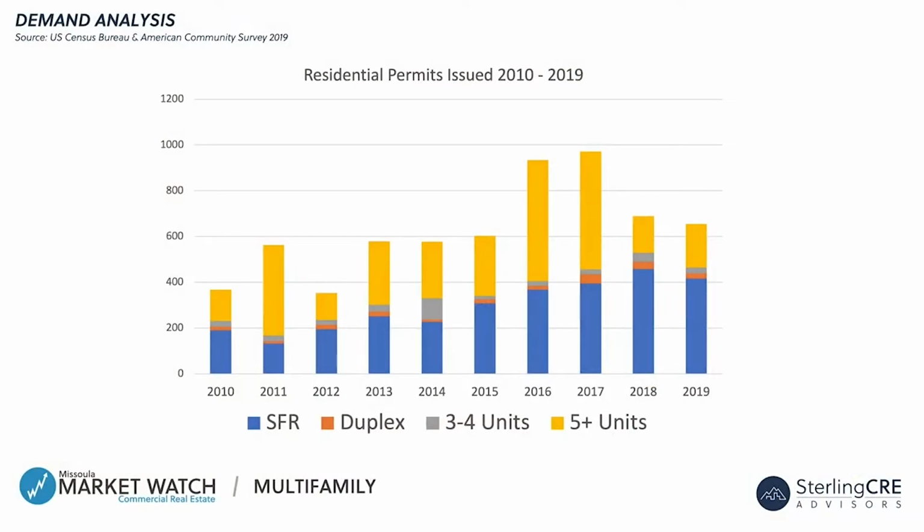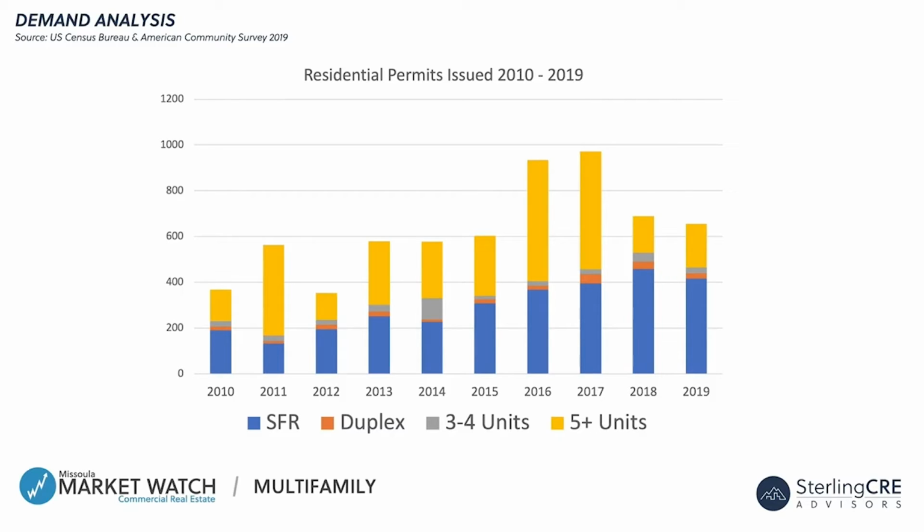So this slide here is trying to show demand and supply and where there are gaps. This is from 2010 until 2019. It's all the residential permits issued each year. This is information reported by the county to the Census Bureau, which is where we pull this information from. And if you look at it, the blue is single-family permits. So not deliveries, it's permits. And then yellow and orange are multifamily.